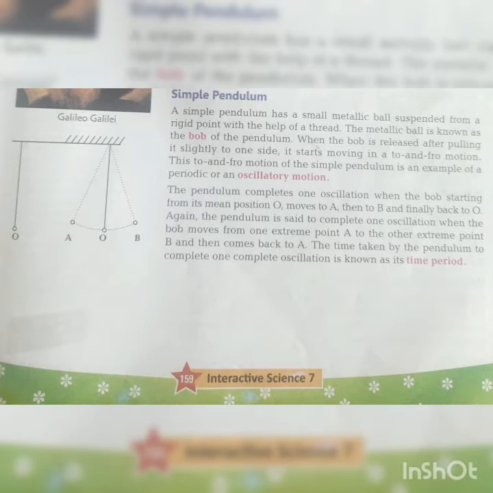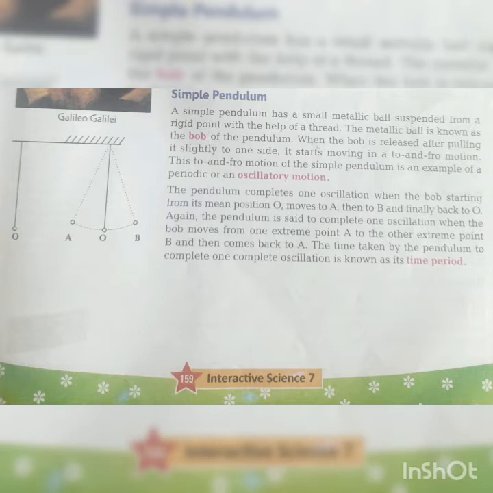Now first we will be understanding the structure of a pendulum. A pendulum has a metallic ball suspended from a rigid point. Rigid means strong, with the help of a thread. The metallic ball is known as the bob of the pendulum. When the bob is released after pulling it slightly to one side, it starts moving in a to and fro motion.